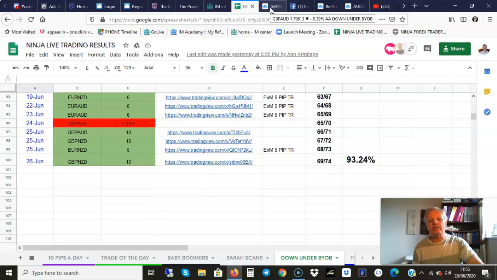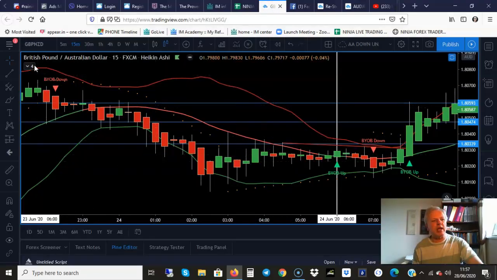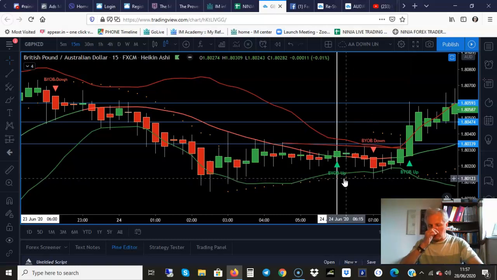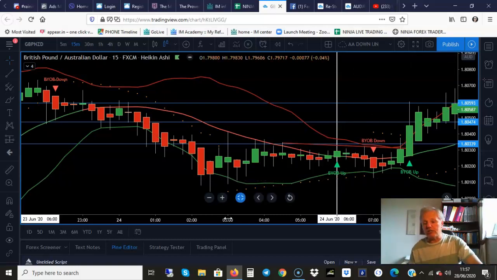So I've actually pulled up the GBP AUD. It says GBP NZD, please ignore that. We're actually on the GBP AUD on the 24th of June. There's a vertical line going through the 15-minute candle on the 24th of June, and this is the one here that we would have actually taken, and we tell people how to use this manually.